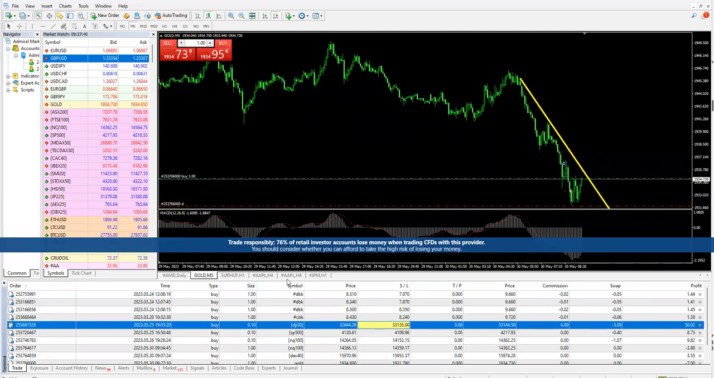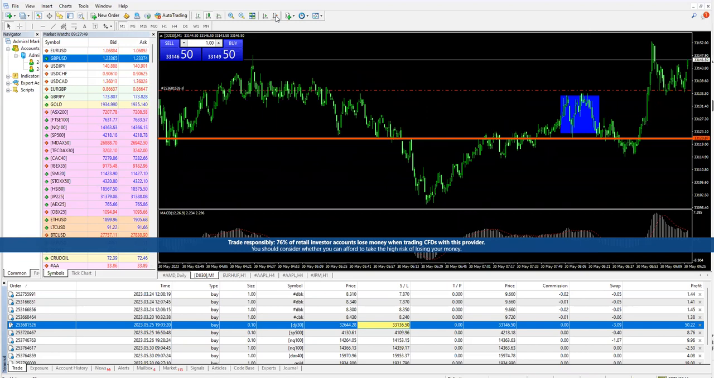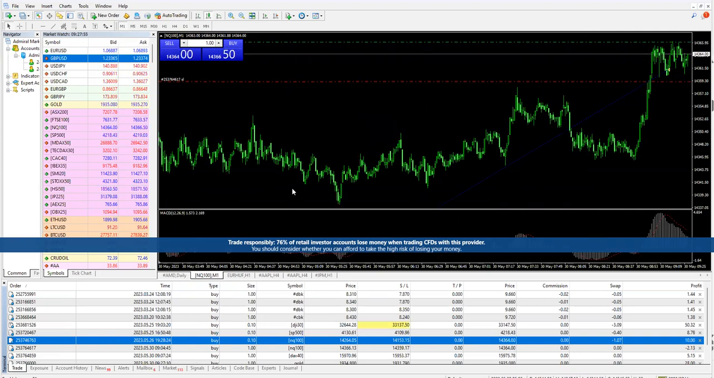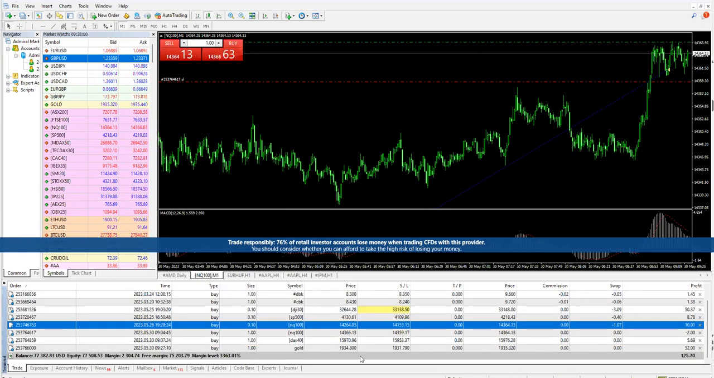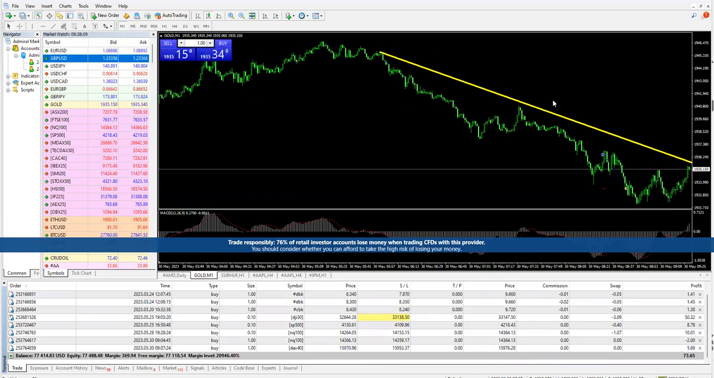Let's go back to indices. This is Dow Jones. This is Nasdaq. And this is gold. Let me close the gold position. I don't care what will happen because this was a W. This was a mistake, but I don't care about mistakes. I care only about the results.